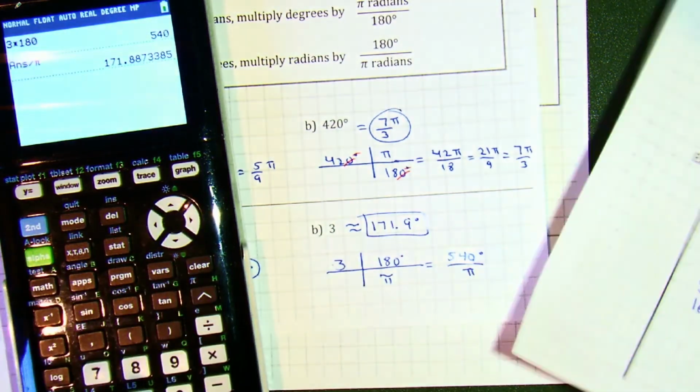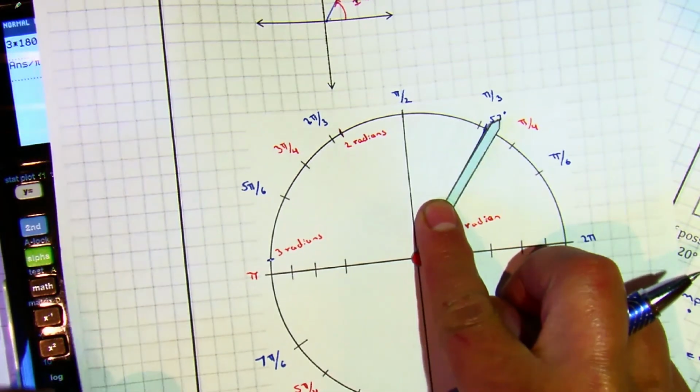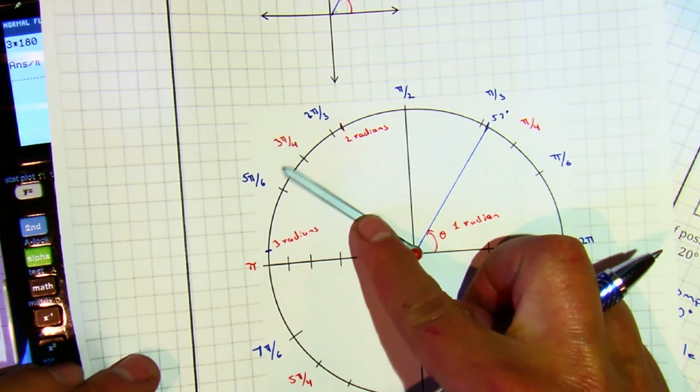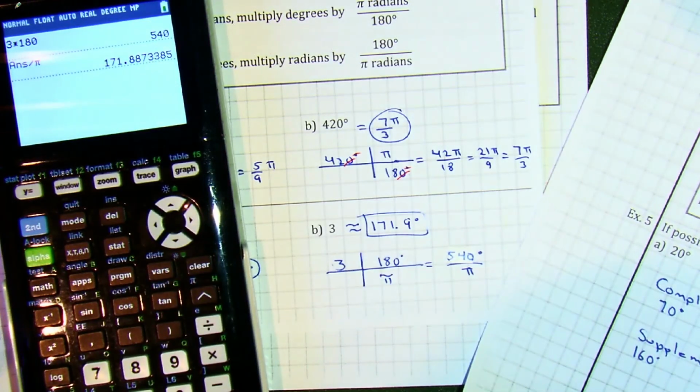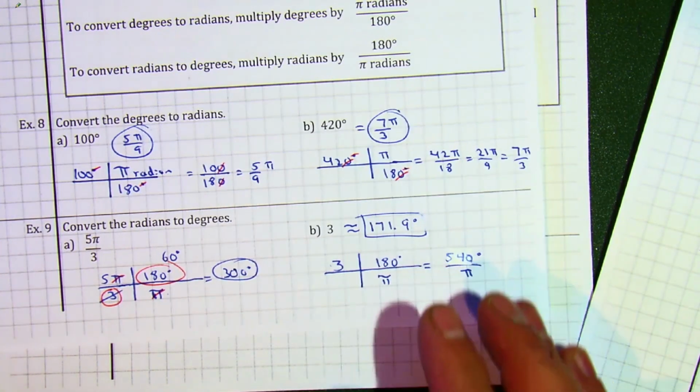And remember that this is 1 radian, 2 radians, and this is 3 radians, which is 171.9 degrees. And that is the lesson for today.